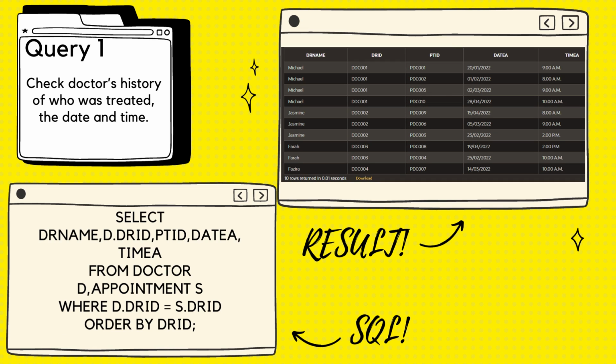Hi, I will explain about query 1. The query is for checking the doctor's history. It will show how many patients they treat, who the patient was, what the date of the treatment was, and what time of the treatment. You can see the result as attached.